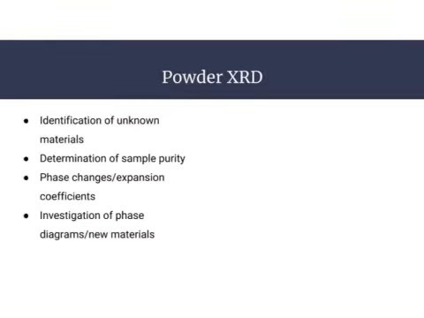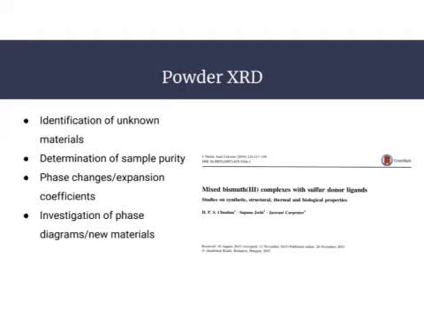Now that we've looked at what powder XRD is and how it's working, we can ask the question, why? Some of the techniques that people are looking at doing using powder XRD is identifying unknown materials. We can also look at the determination of sample purity. This is usually seen through intensity and comparing it to known values. Another one is we can look at phase changes and expansion coefficients, and this is a lot more seen in the crystalline structure and how that plays a part into it. Another, and the last one we're going to look at, is the investigation of phase diagrams and new materials. Now, as I mentioned, we're going to look at a case study.